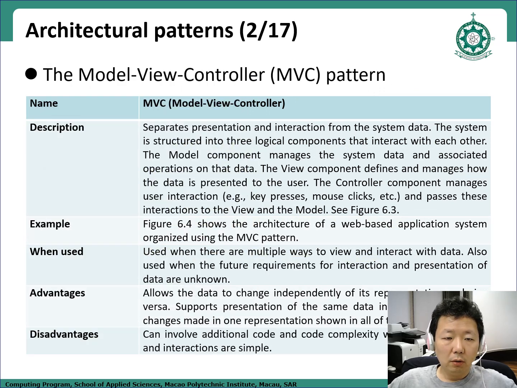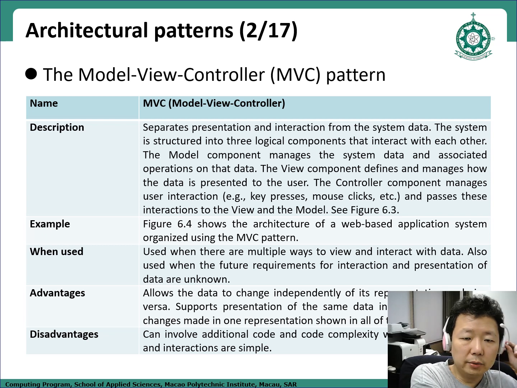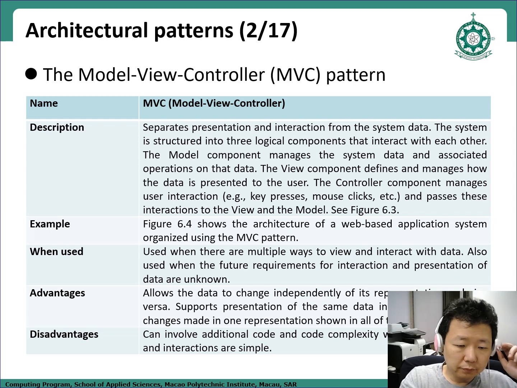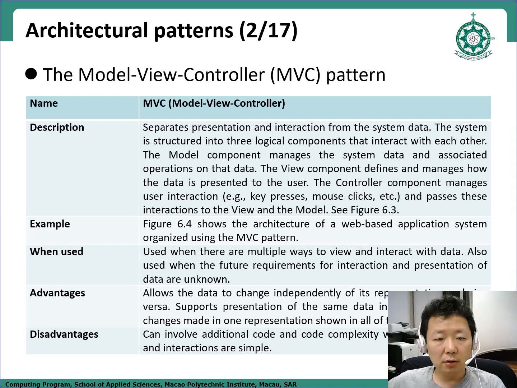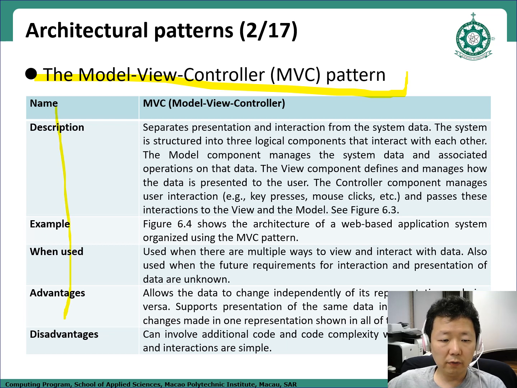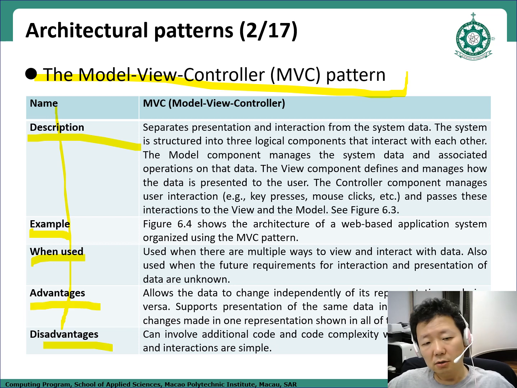So once you have a particular system architecture, you need to take a look at what its pattern will be. You can see that this one is an example of the MVC pattern, and you're going to have these items. Basically, the pattern needs to include a description of a system and an example of a system, and then when to use it, advantages, disadvantages, and so forth.